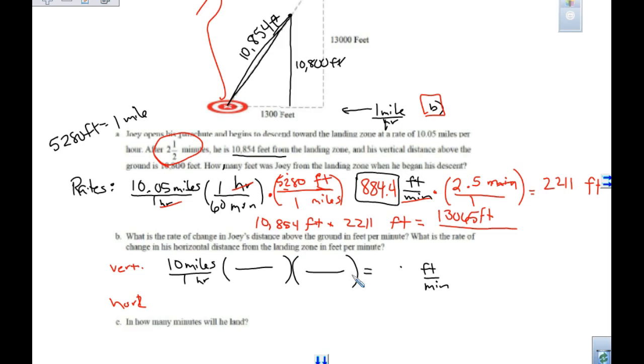When I do the horizontal, what did I start with for my horizontal, if I am thinking of that, Logan? My horizontal started at what rate?